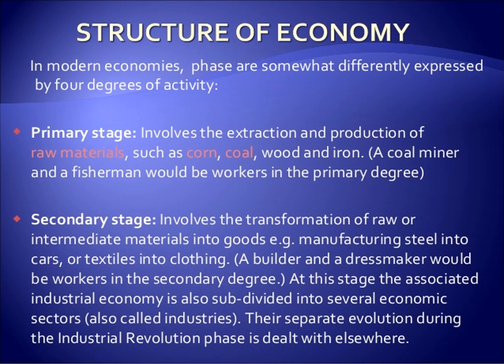In the second stage, we transform the raw material into a finished good that will be of a high value, that will be beneficial for the consumers to consume, and that manufacturing or transformation of the raw material into a finished good comprises the secondary stage. A builder and a dressmaker would be workers in the secondary stage. At this stage, the associated industrial economy is also subdivided into several economic sectors, also called industries. Industry is nothing other than the combination of the various firms producing the same types of products. Their separate evaluation during the industrial revolution phase is dealt with elsewhere.